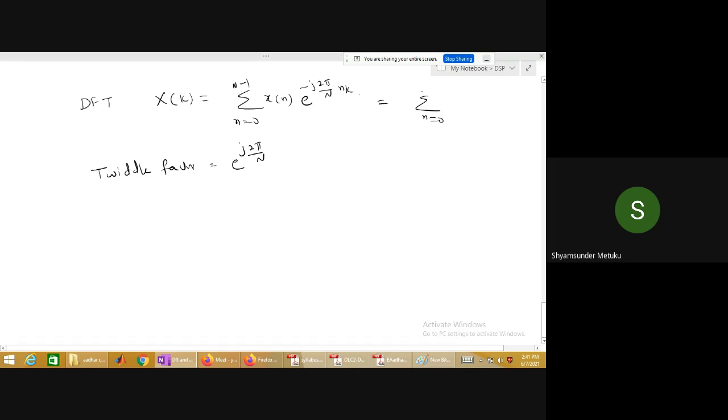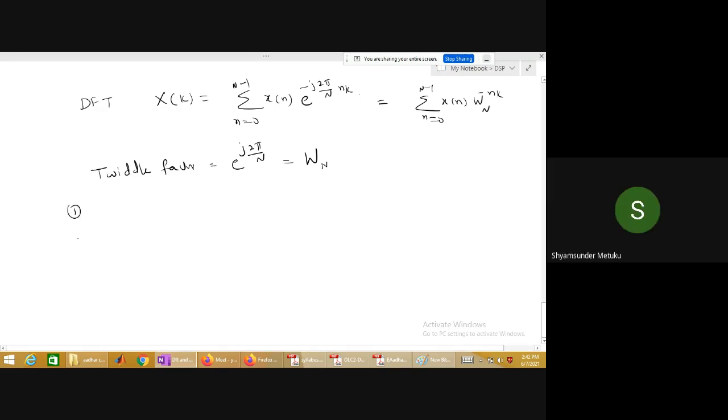So can I write this expression in this way? It is symbolically represented by W subscript capital N. If the twiddle factor is defined as e power j 2 pi by capital N, symbolically represented by W subscript capital N, then can I rewrite my DFT equation as the sum over n from 0 to N minus 1 of x of n, W subscript N to the power of nk? Yes, sir. Okay.